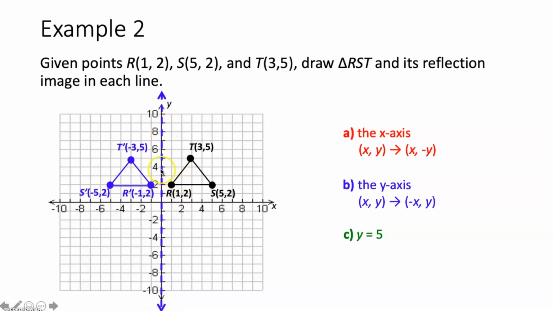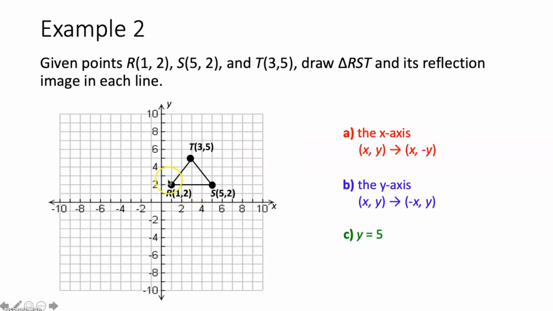Remember, since this is a vertical line, just like a horizontal line, you could just count. How far is point R from the line of reflection? 1 unit. Therefore, R prime is going to be 1 unit on the other side. How far is S from our line of reflection? That's 5 units. Therefore, S prime is going to be 5 units on the other side. Since T is 1, 2, 3 units from our line of reflection, T prime is going to be 1, 2, 3 units on the opposite side.